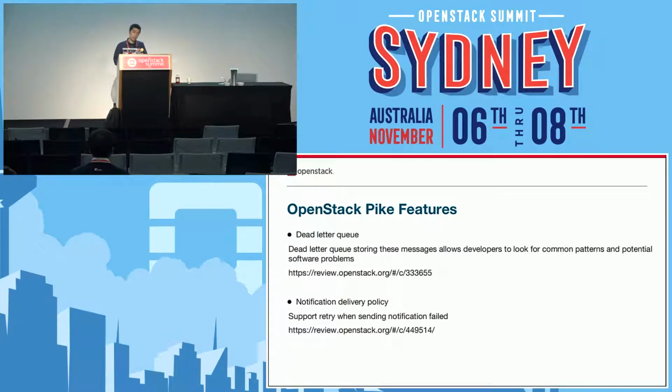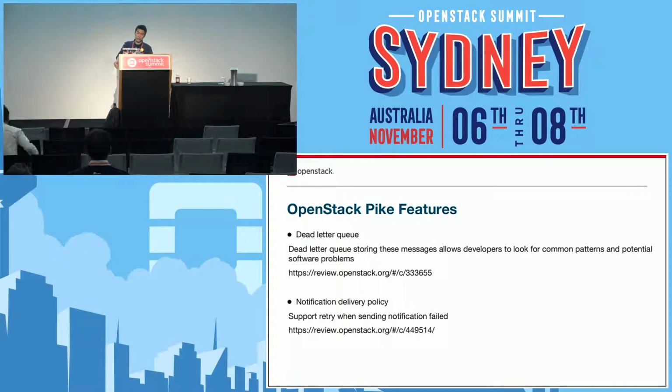So what we have done in the Pike release is the dead letter queue. A dead letter queue can store messages and allow developers to look for common patterns and potential software problems. In other words, when a messaging client, the Zaqar client, tries to send a message to a particular queue and it fails many times for some reason, those messages will be forwarded to a predefined dead letter queue, so the developer can figure out what happened.